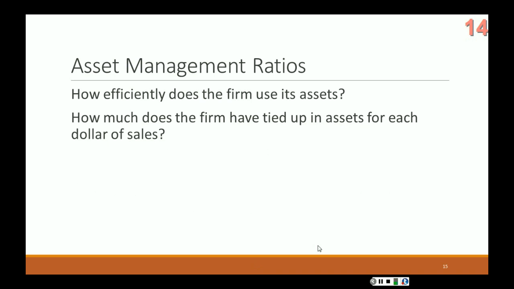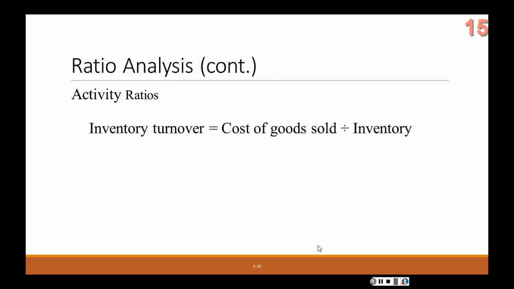Asset management ratios measure how efficiently a firm uses its assets and how much the firm has tied up in assets for every dollar of sales. We're going to look at inventory turnover, which is cost of goods sold divided by inventory, which measures, again, how efficiently the firm operates.